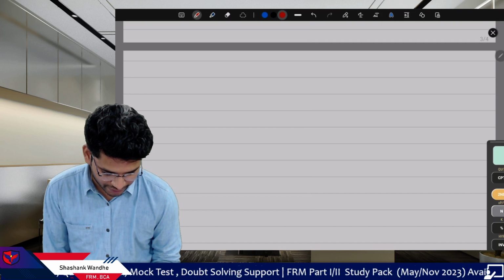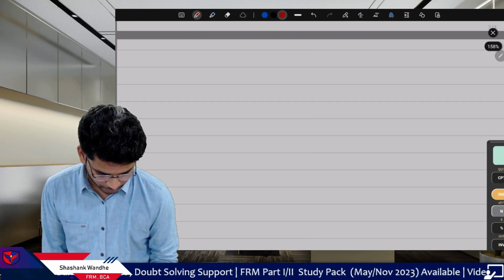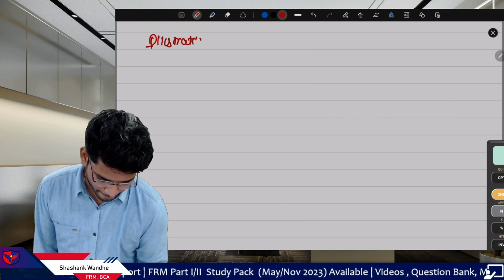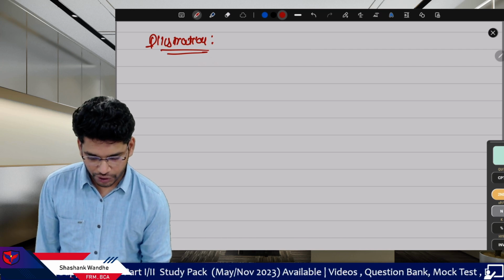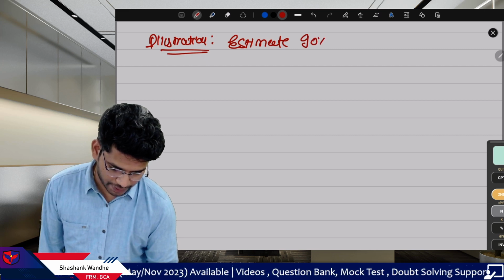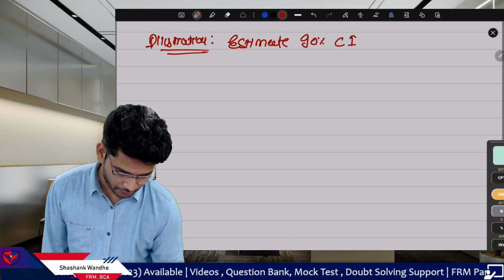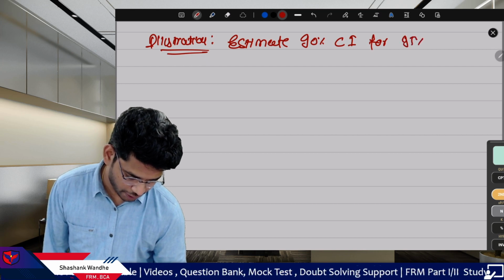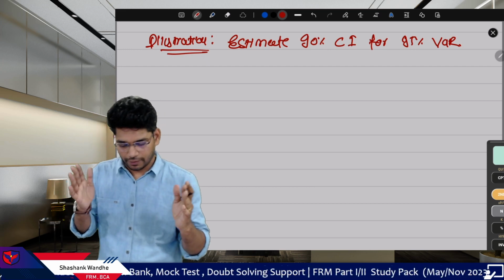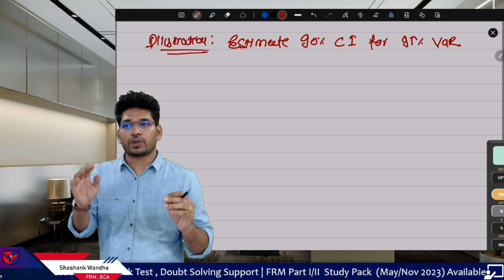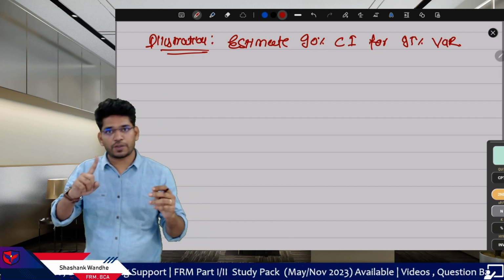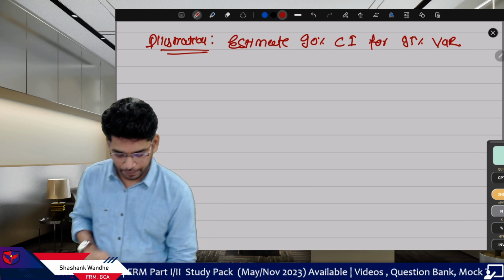Okay, now the illustration. This illustration is from GARP. Now the illustration is, you have to estimate a 90% confidence interval for 95% VaR. Okay, so remember, confidence interval is a two-sided setup, right? So if you take a 90% confidence level for the confidence interval, this means on left 5%, on right 5%.